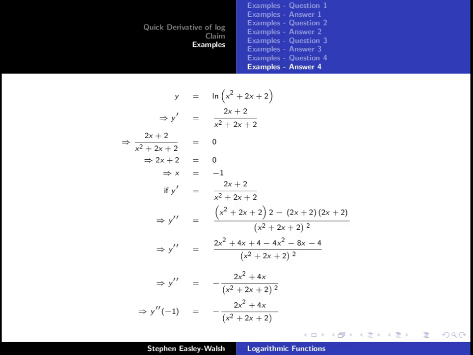Now I need to evaluate this at the point x equals minus 1, and I'll find that this will be a positive number. Therefore, x equals minus 1 is representing a minimum point, since a second derivative that is positive represents minimum points. And recall that a second derivative which is negative represents maximum points. That's all for this video.